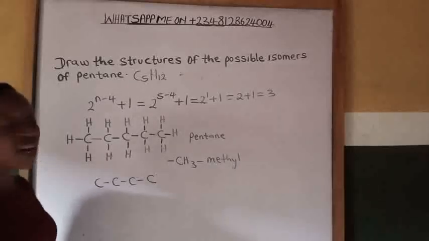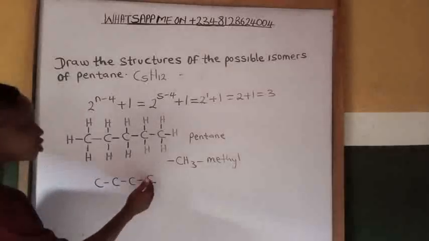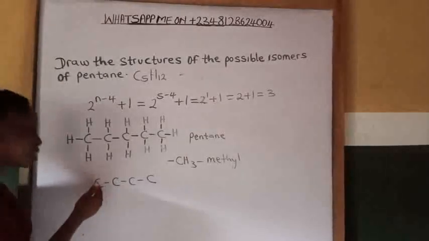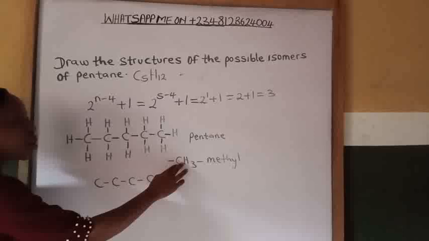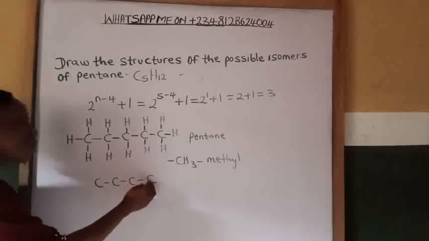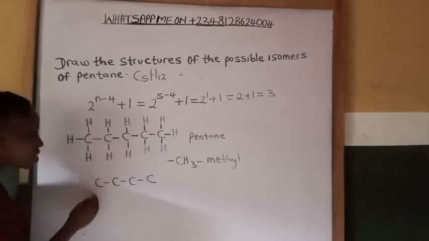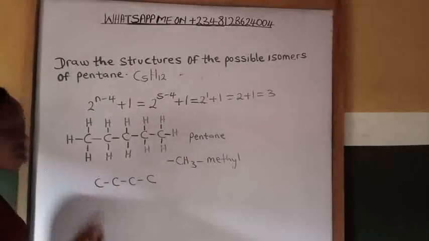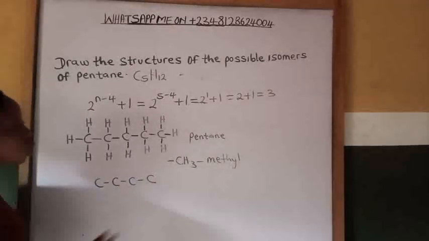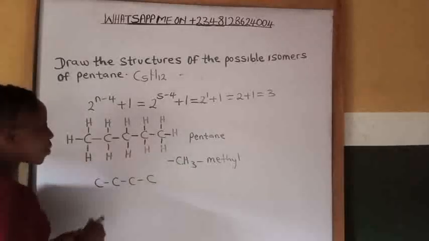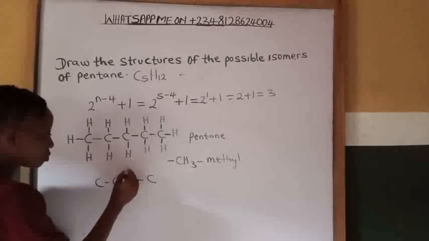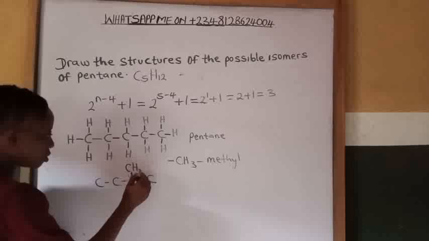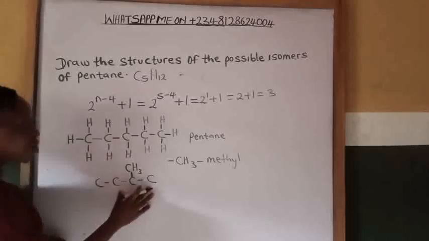Then what are the terminal carbon atoms? They are the carbon atom at the right and the carbon atom at the left. So you cannot place this CH3 on the first carbon atom at the right or on the first carbon atom at the left. But you can place it on any other carbon atom. So CH3 now, I can place it on this second carbon atom. CH3. So this is another isomer.